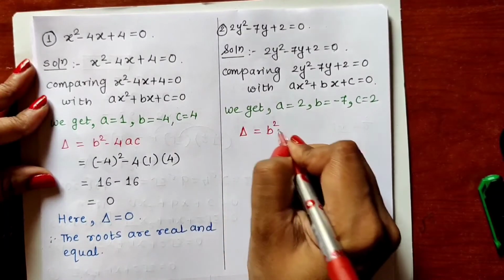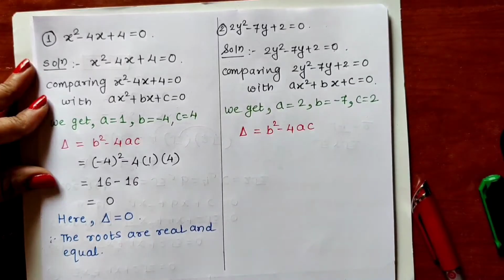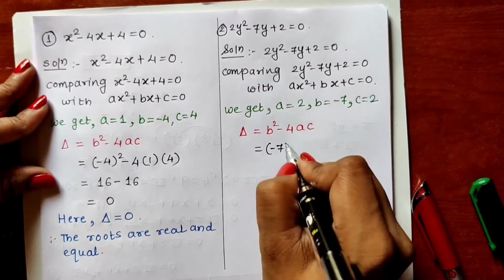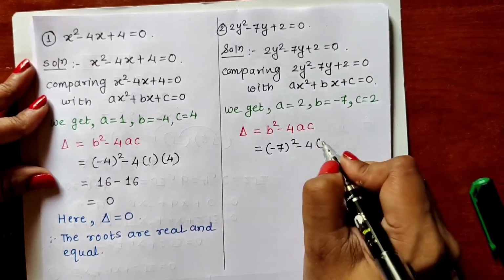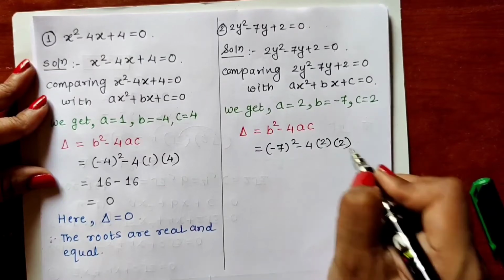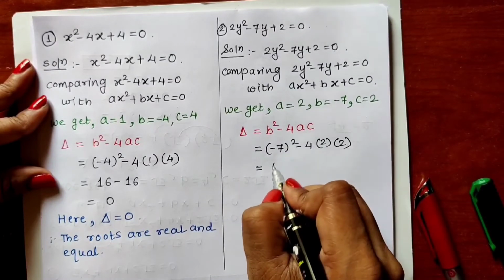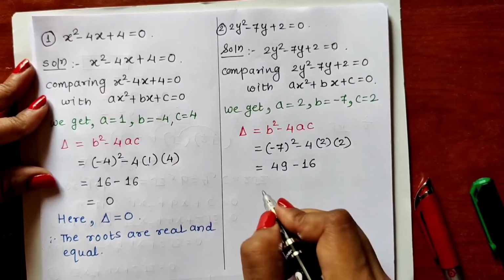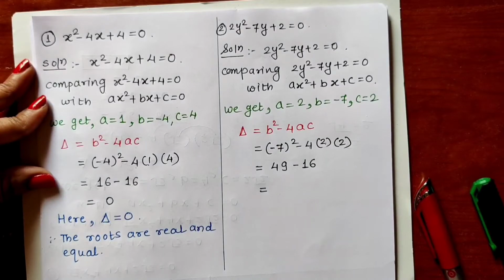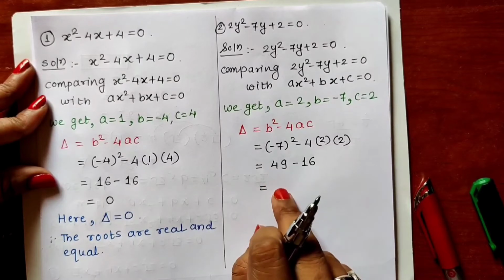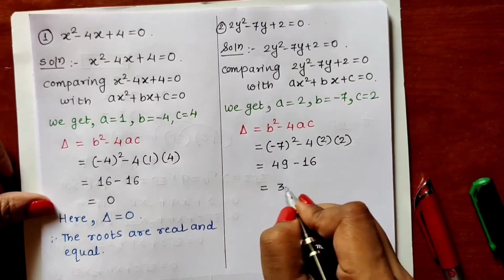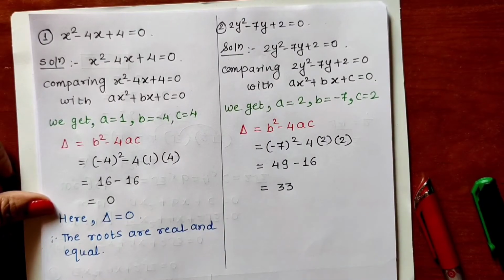Delta is equal to b square minus 4ac. Now put the values of b, a and c. B is minus 7, so minus 7 square minus 4, a is 2, c is also 2. Now minus 7 square is plus 49, minus 4 twos are 8, 8 twos are 16. So 49 minus 16. Plus minus minus, take the sign of the bigger number. The bigger number is 49, whose sign is plus. So the answer will also have the plus sign. So it is 33.